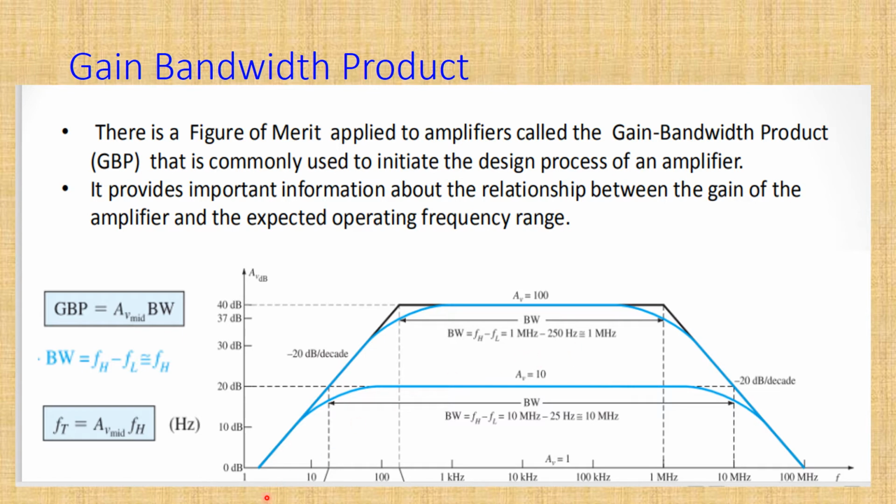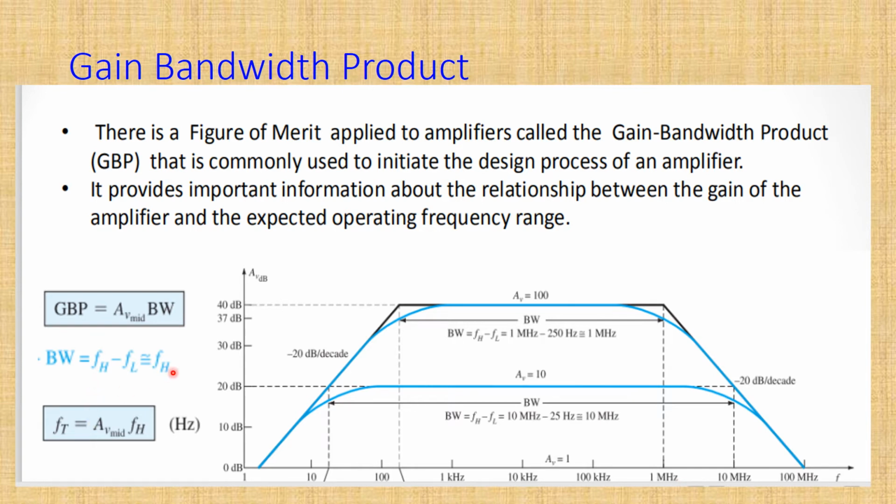Okay, so here for two particular different gains we have plotted the frequency response. So here cutoff frequency, here bandwidth is 1 megahertz, and here the bandwidth is 10 megahertz. So this whole range helps us understand how the amplifiers work at different voltage gains and what the frequency range is.